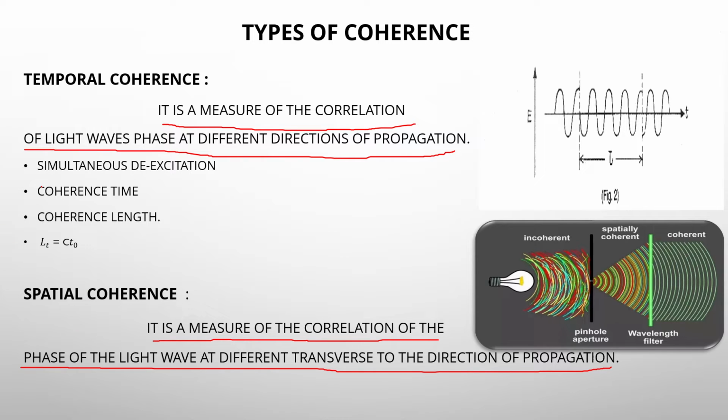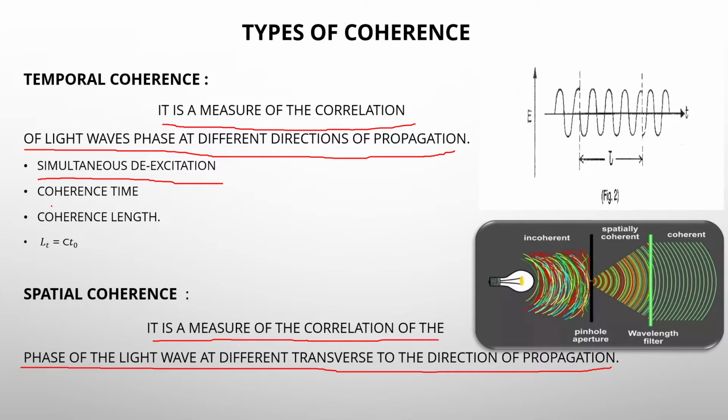The temporal coherence is because of simultaneous de-excitation. What it means is, when the electrons jump from the higher energy state to the lower energy state, they come out with a uniform phase relation among themselves. They come out in a regular manner. That is called simultaneous de-excitation.